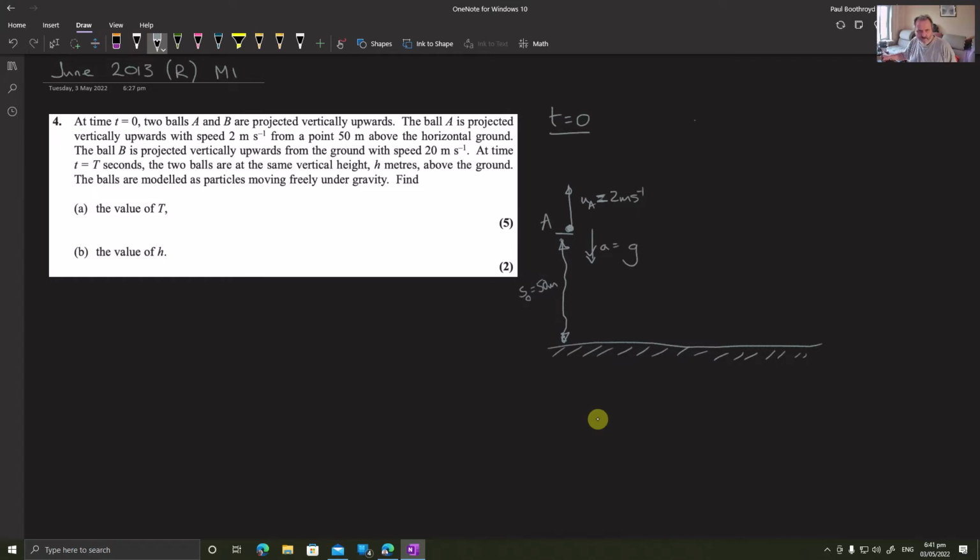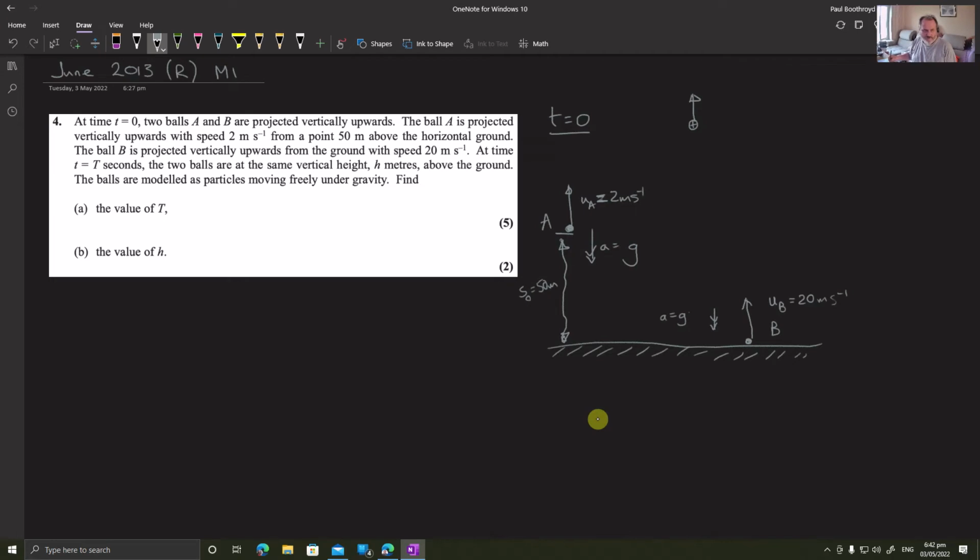I'm going to assume positive direction is upwards for all my equations. So in all my equations, g is actually a negative g. Particle B starts on the ground and is projected upwards with a velocity of 20 metres per second, and again has an acceleration of g downwards. Okay. Now that can actually lead us to two equations straight away for that one.